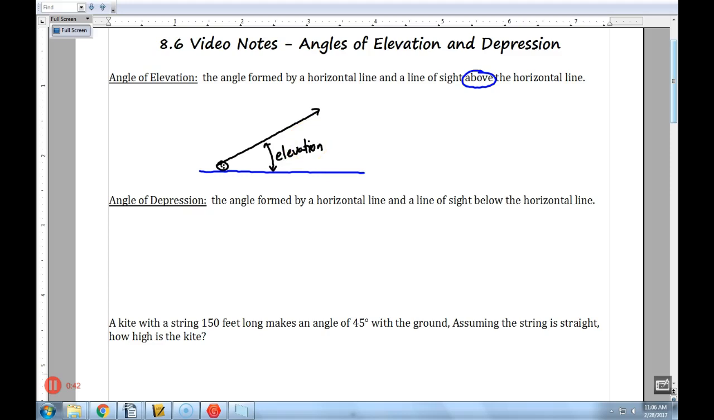Now, oftentimes another scenario is there's a person down here on the ground and he's or she's looking up at something way up here in the air. Maybe there's a bird or a plane or something up there. Not a very good artist, so you have to bear with me. But the angle between the eyesight looking up at an object, that's referred to as angle of elevation. So from this point of view, this would be our horizontal line. There's the line of sight going up, and the angle of elevation would be this angle right here.